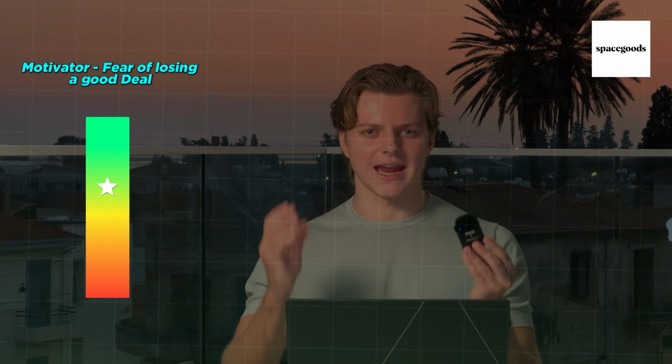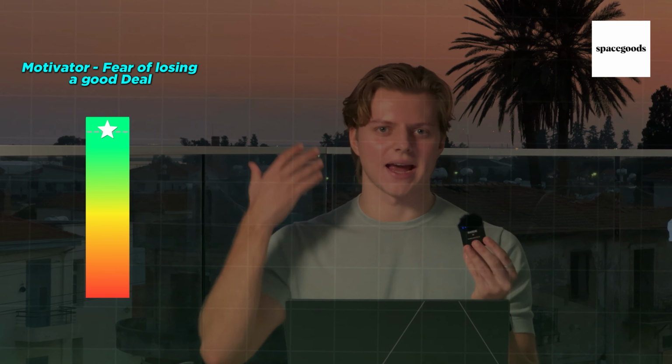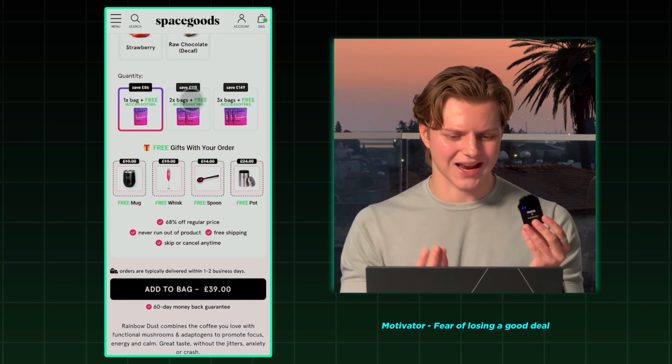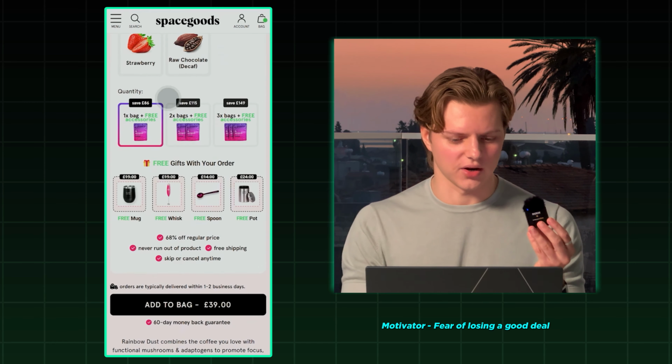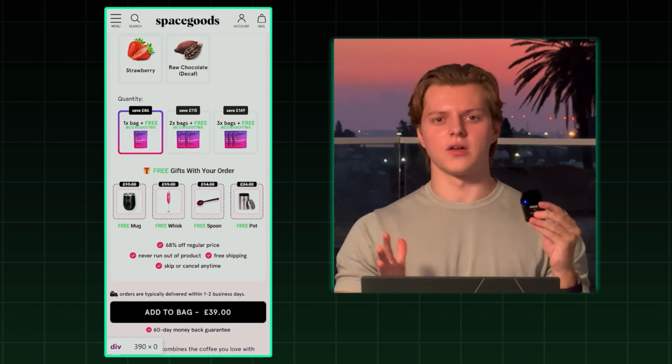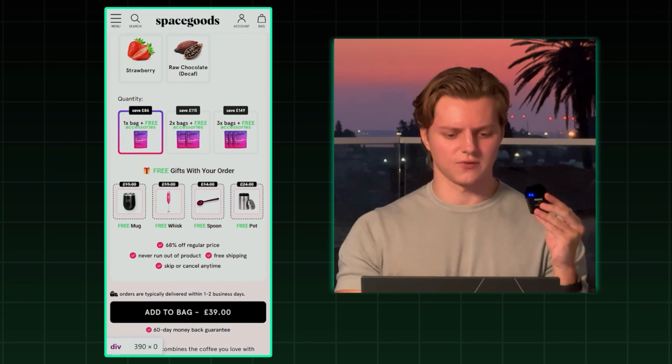So for the fear of losing out on a good deal, I'll rate them A tier in the way they're able to apply that fear, primarily due to how they are giving you so much extra free items and how they are having a really big discount on the products. Now let's move on to the fear of losing out on the benefits for space goods.